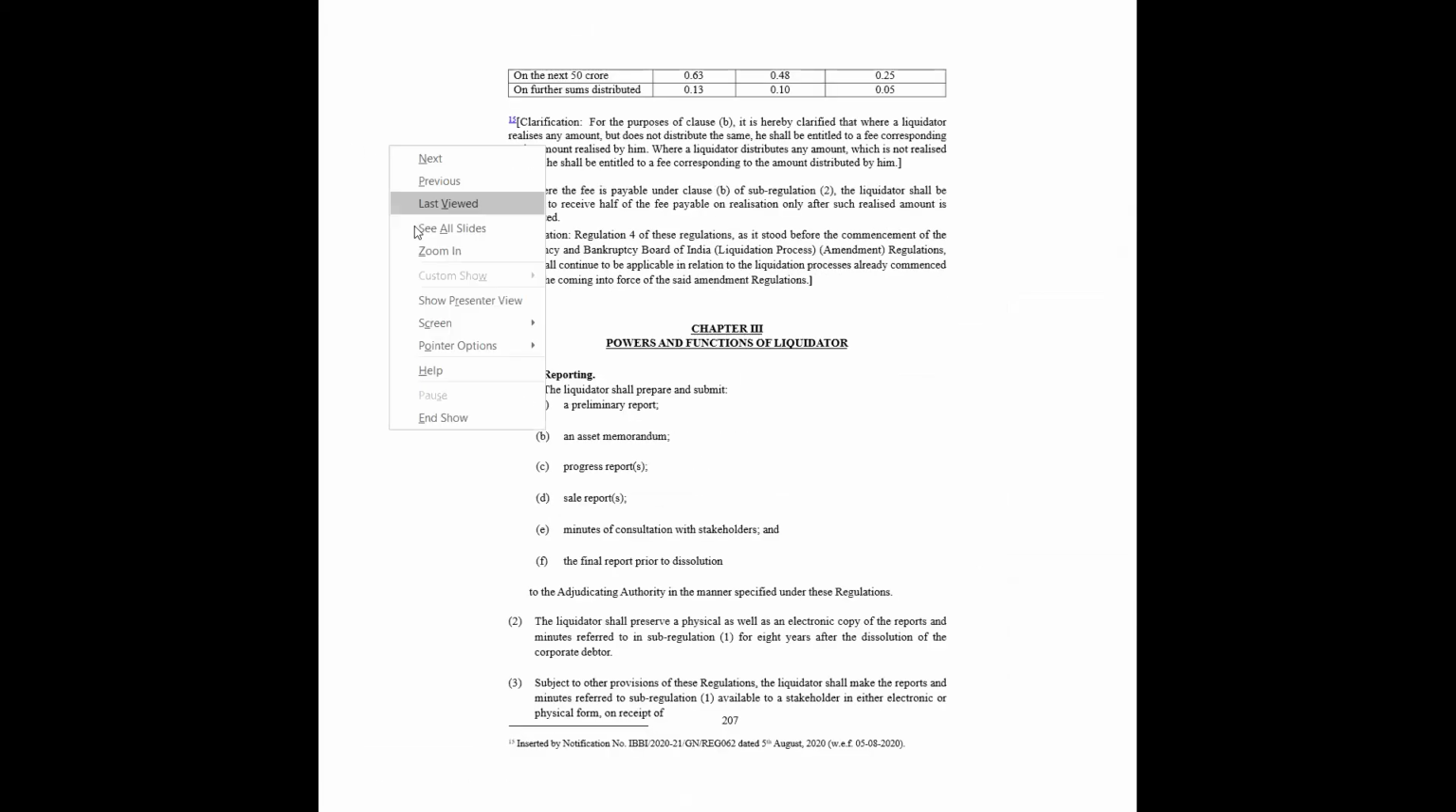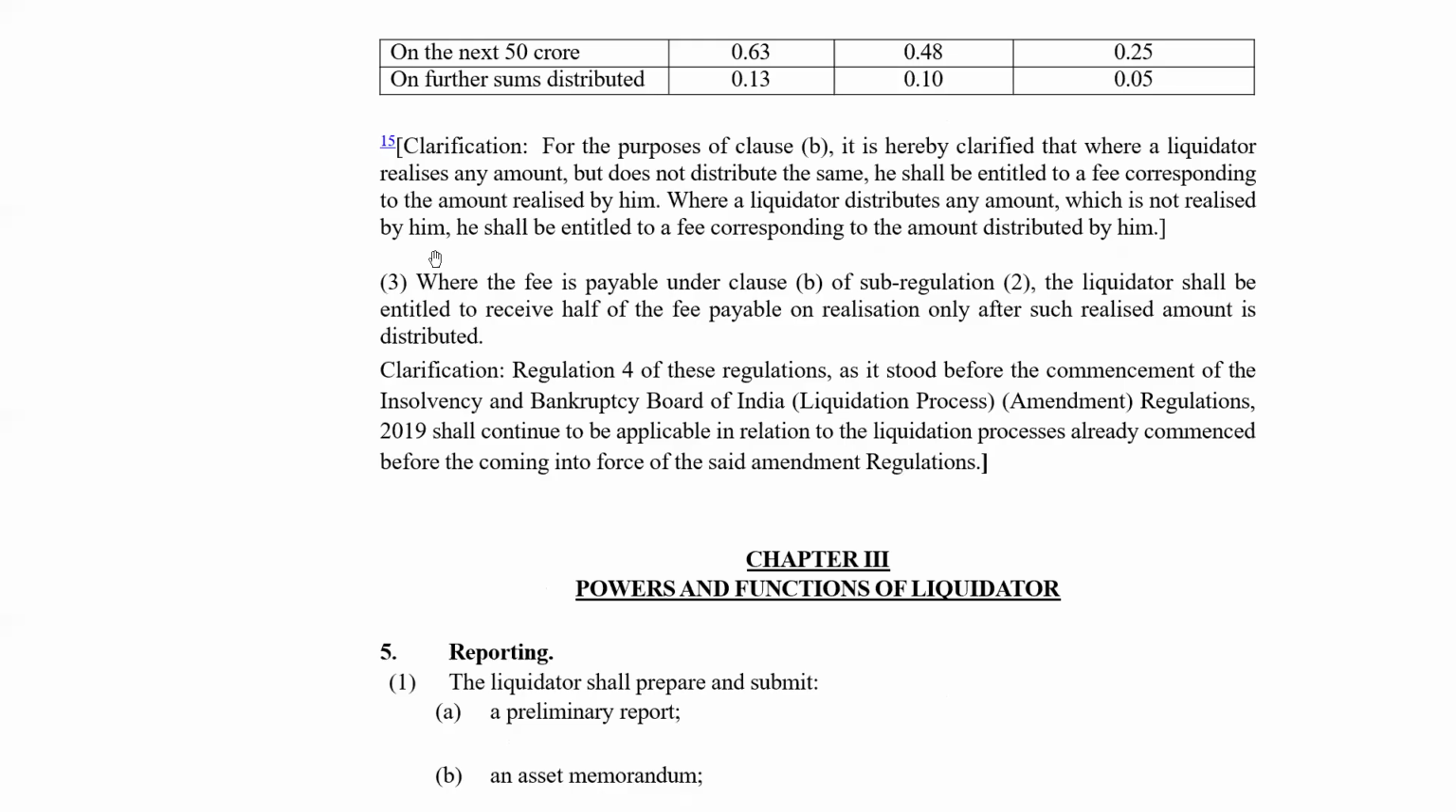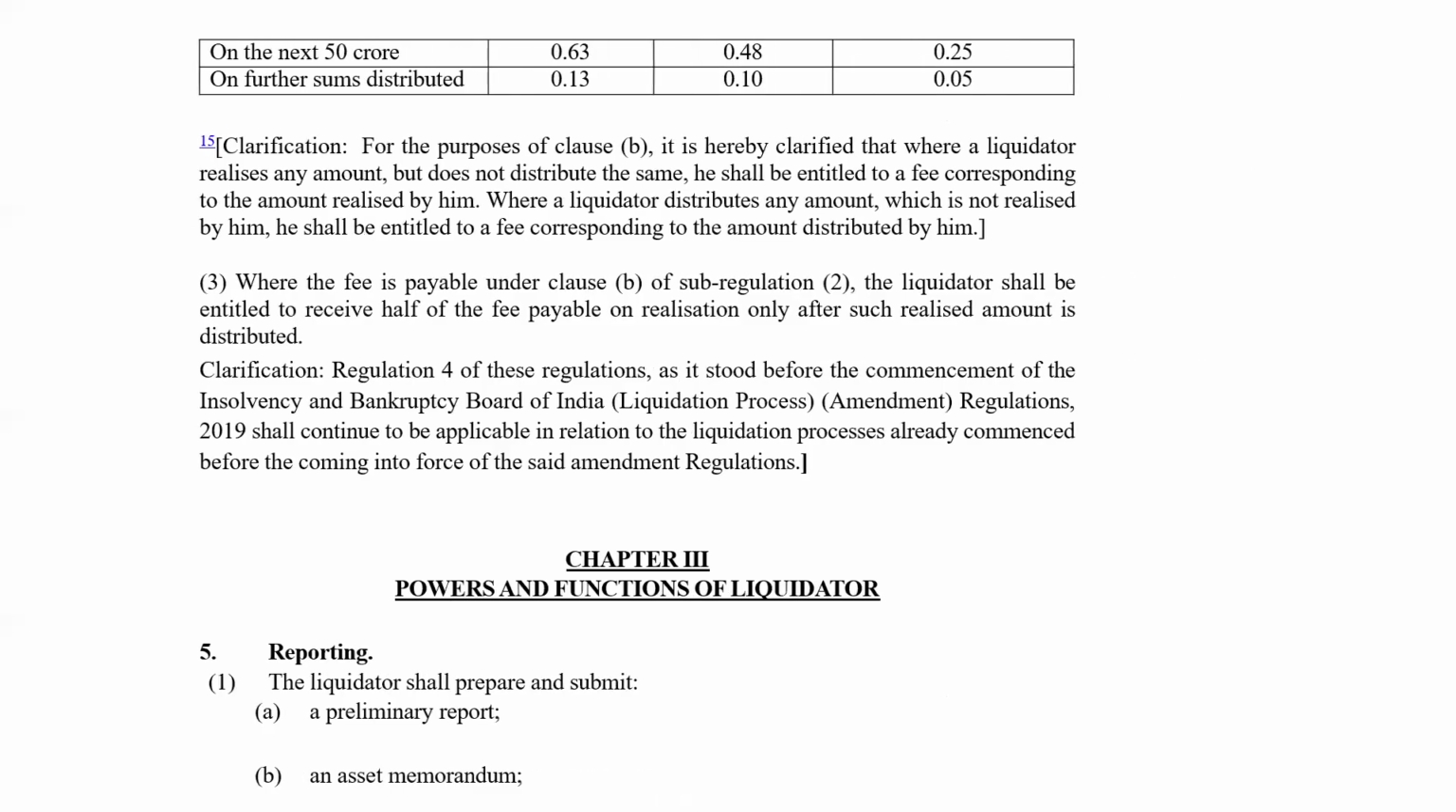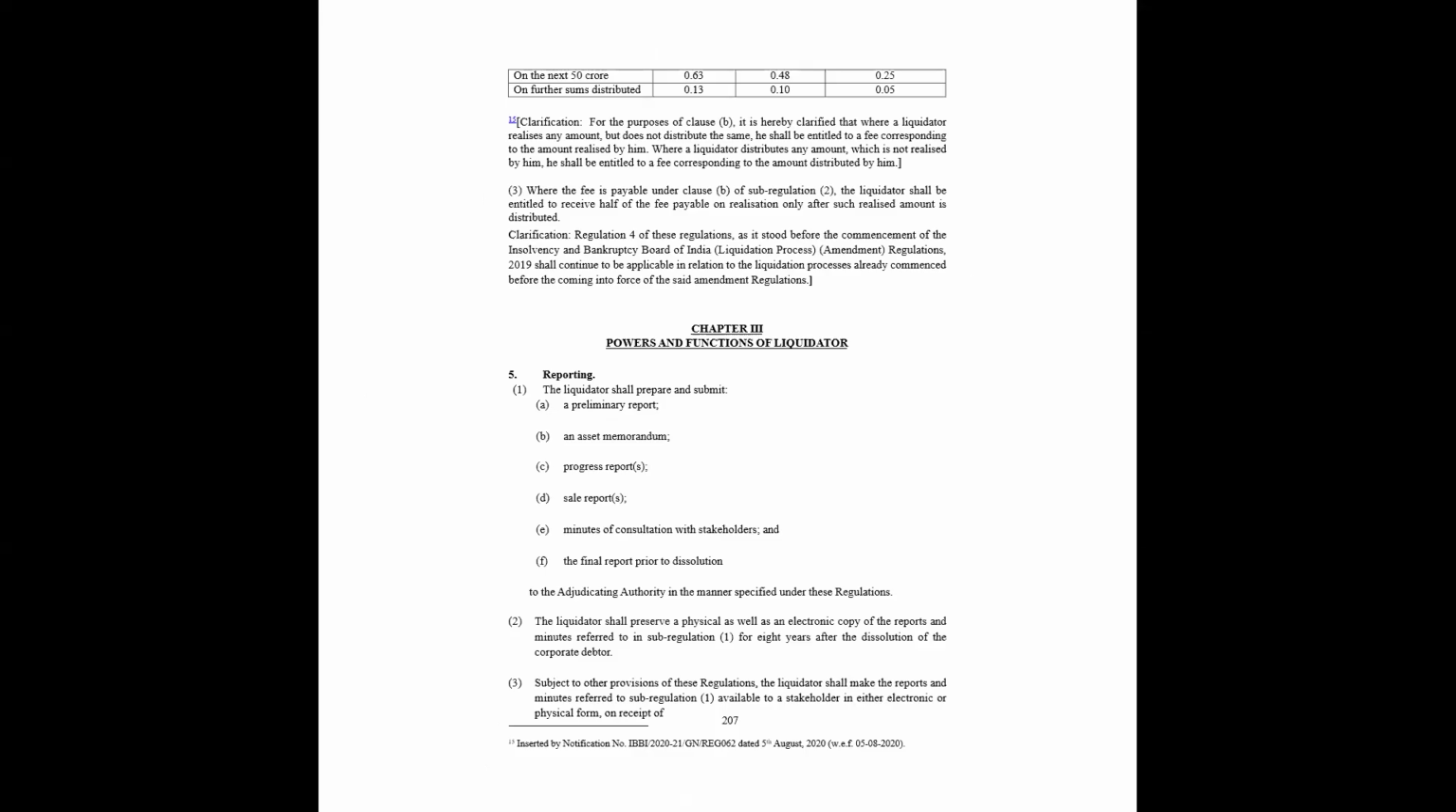क्लैरिफिकेशन। For the purpose of clause B, it is hereby clarified that where a liquidator realizes any amount but does not distribute the same, ऐसा भी हो सकता है ना कि चेंज हो गया लिक्विडेटर बीच में, इसीलिए रियलाइजेशन की फीस अलग है और डिस्ट्रीब्यूशन की फीस अलग है। अच्छा, कैश एंड बैंक बैलेंस पर क्या रियलाइजेशन वाला अमाउंट मिलेगा?